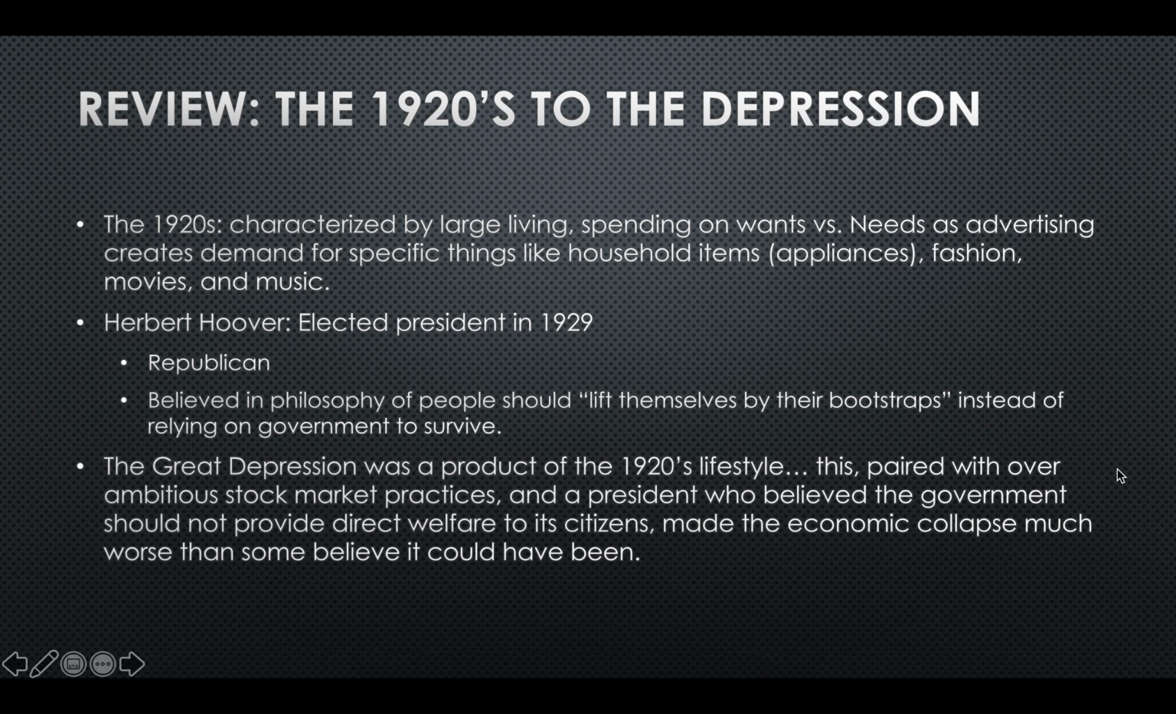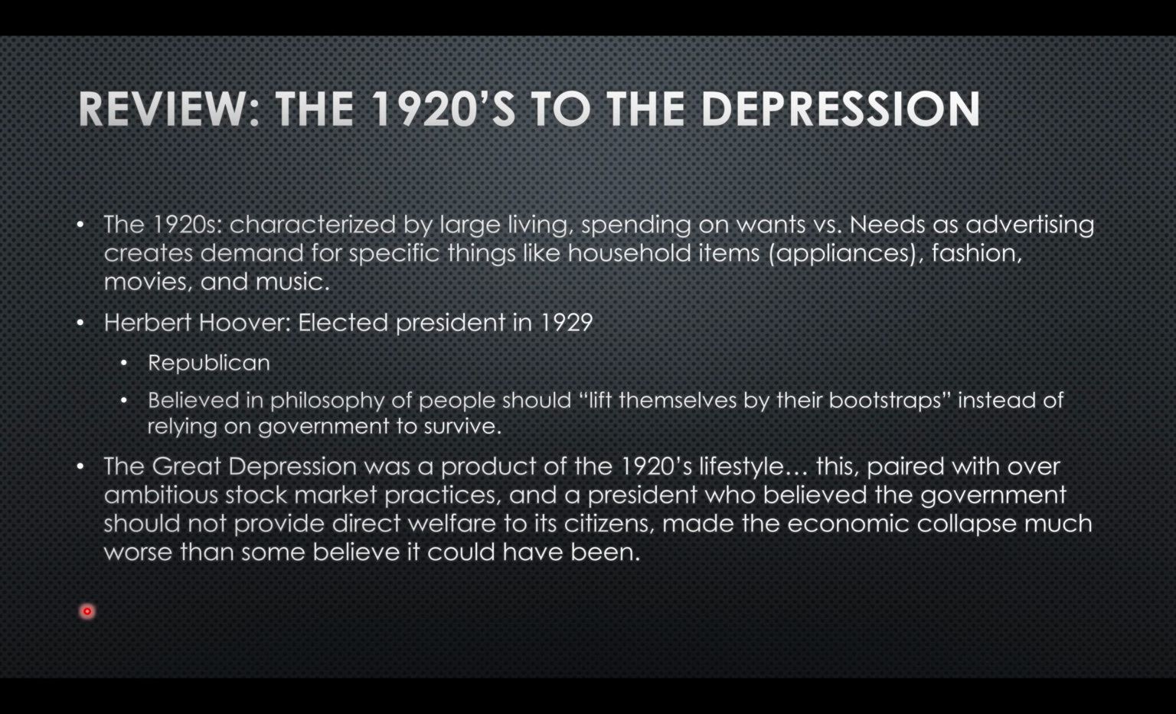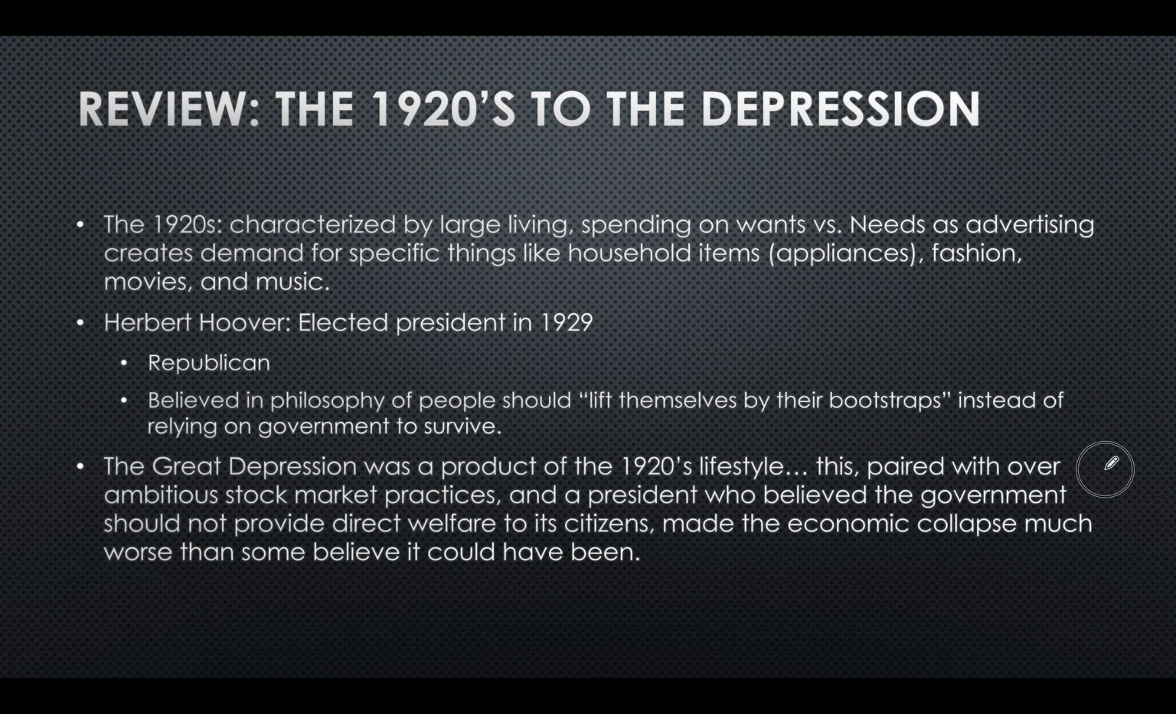So essentially, this is a summary of what we're going to talk about. The Great Depression was a product of the 1920s lifestyle. This, paired with an overambitious stock market and a president who believed the government should not provide direct welfare to his citizens, made the economic collapse much more devastating than some believe it could have been.